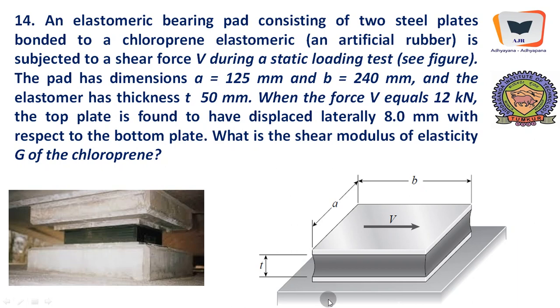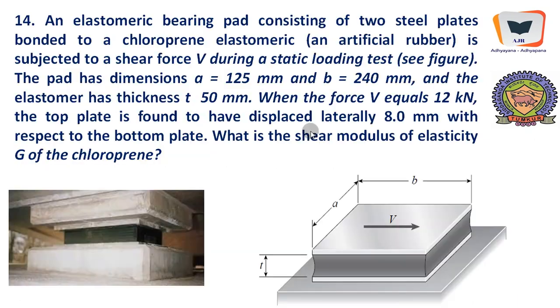When the force V equals 12 kilonewton, the top plate is found to have displaced laterally by 8 millimeter with respect to the bottom plate. What is the shear modulus of elasticity G of chloroprene? With this problem, we are finding an important property of elastomer, that is the rigidity modulus. This is the cross section of the bearing component. This problem explains the Poisson's effect, changes in volume. And this problem particularly puts SOM, strength of materials, directly into a real world application.